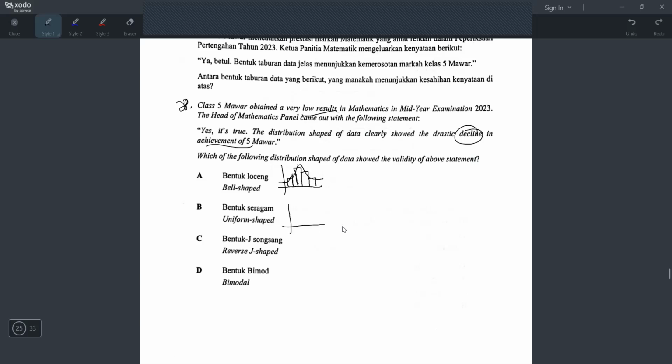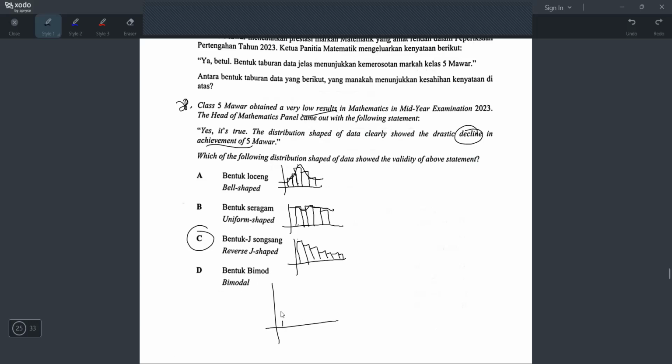The next one is uniform. What is uniform? Uniform means all the histogram bars are even. Okay, uniform. So this is uniform. It means when you join the line, it's level. What is reverse J shape? Reverse J shape means it's like a J, but reversed. So you will start very high, but you will slowly decline, right? So I think you know the answer already, right? So which one is the answer? Drastic decline. So C is the answer. Okay. Then what is bimodal?